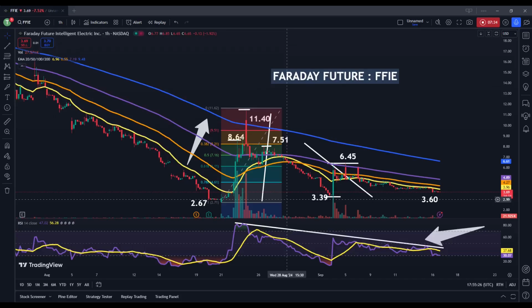So this is the current stock market update for Faraday Future Intelligent Electric Incorporated, stock ticker FFIE.